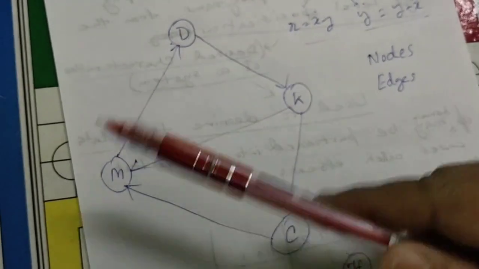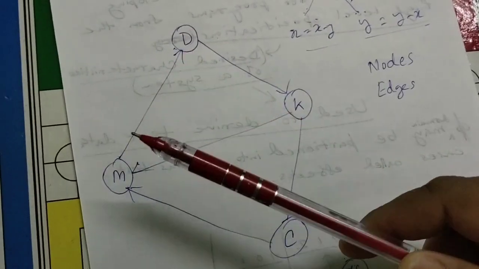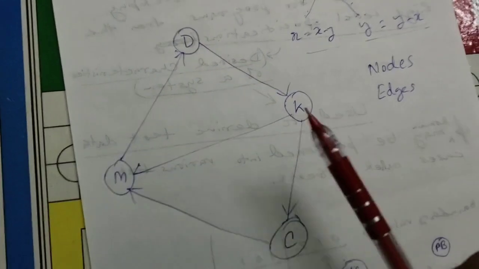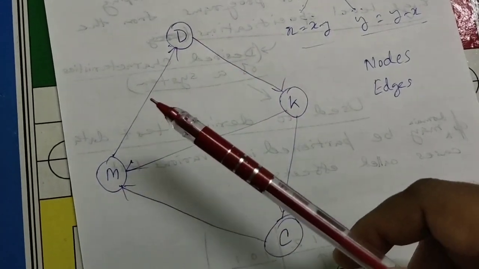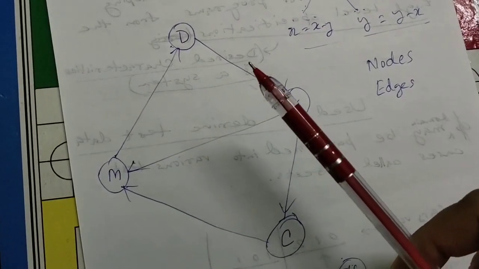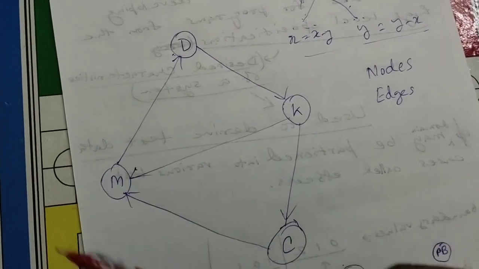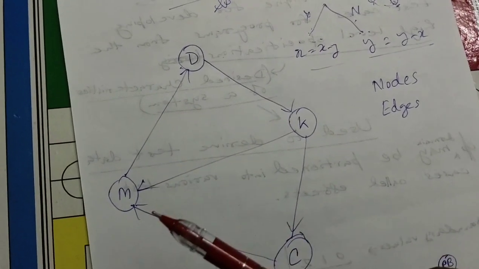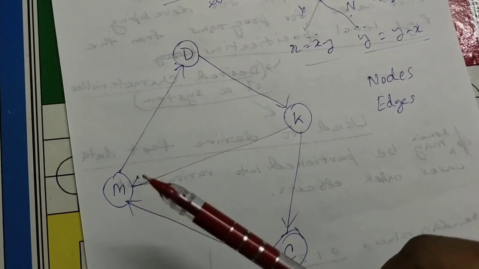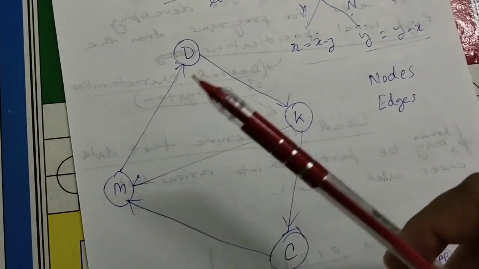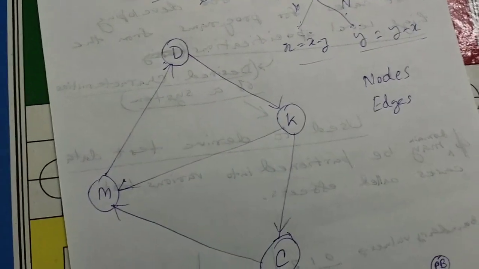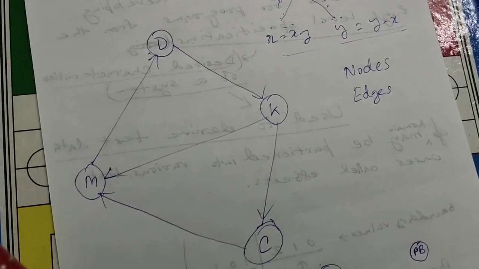And the paths which are connecting these two cities, these are called edges. So M to D is one edge, D to K is also another edge. These all are edges. And as you can see, these can have a direction. If there is a direction, then it will be a directed graph. It is called a directed graph.